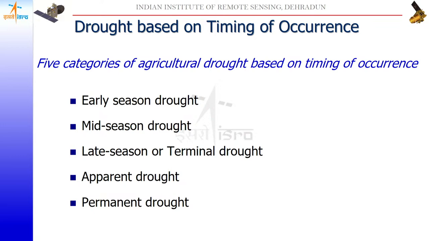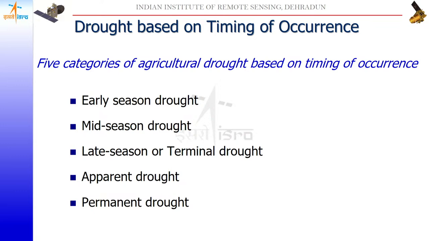Then mid-season drought. The mid-season also significantly impacts crop growth and final yield. At the time of the peak vegetative stage, or the transformation from the vegetative stage to the reproductive stage, if water is not available, the crop is forced and its reproductive stage is not adequately transformed. Because of that, there may be a loss in crop yield, which is defined as mid-season drought.